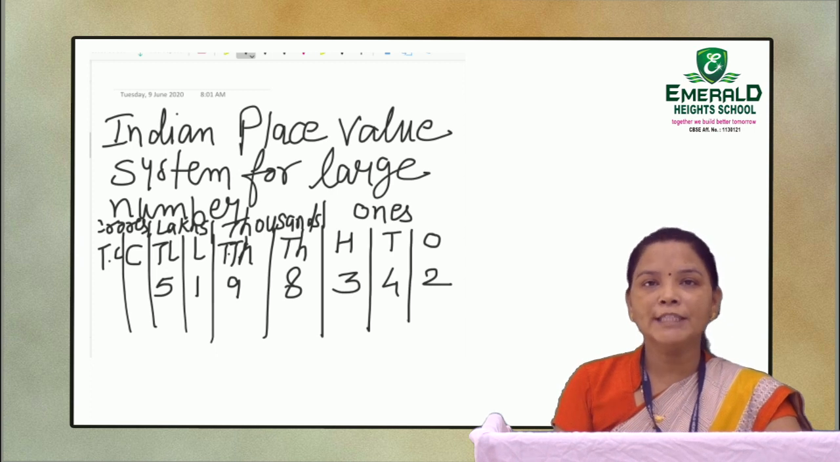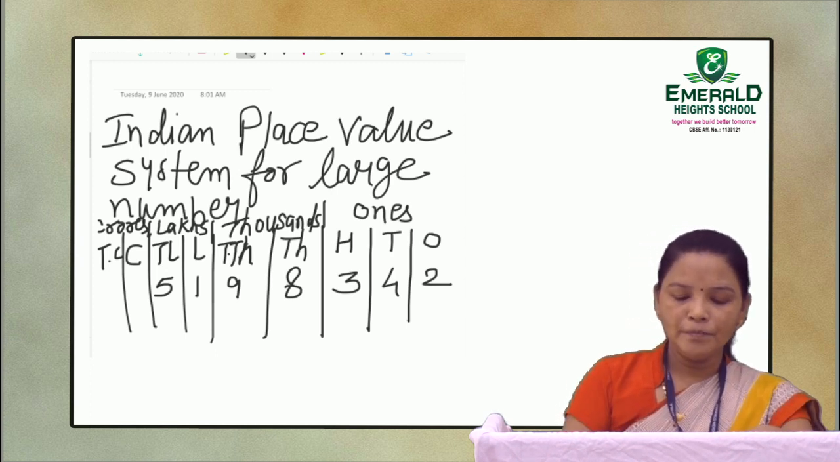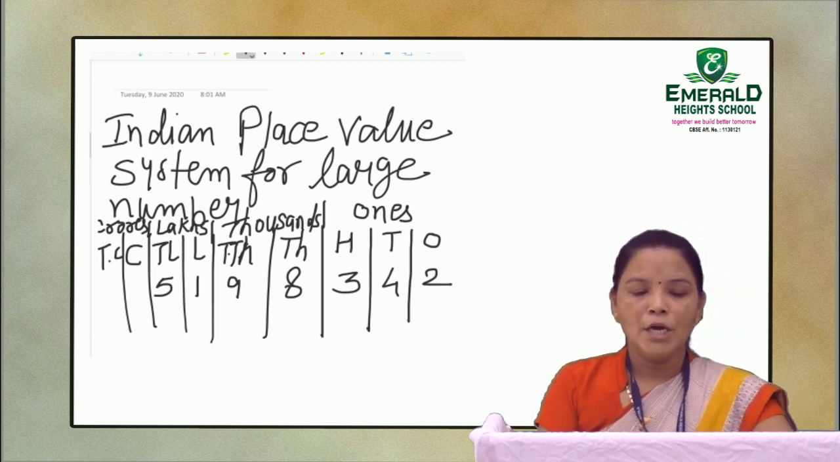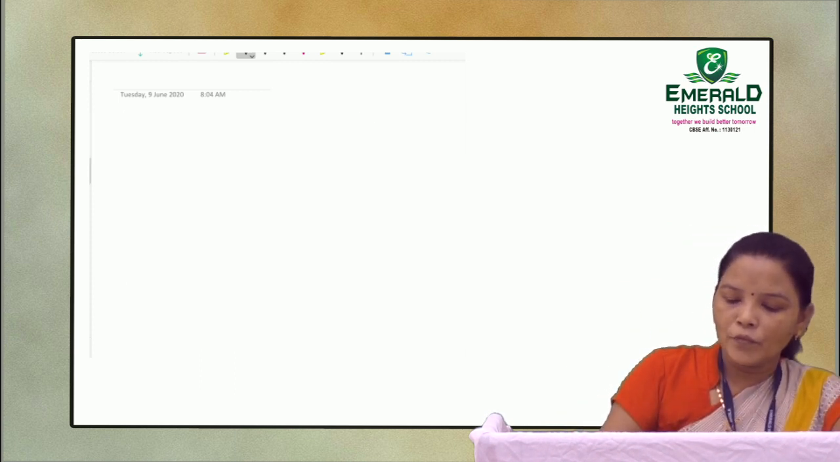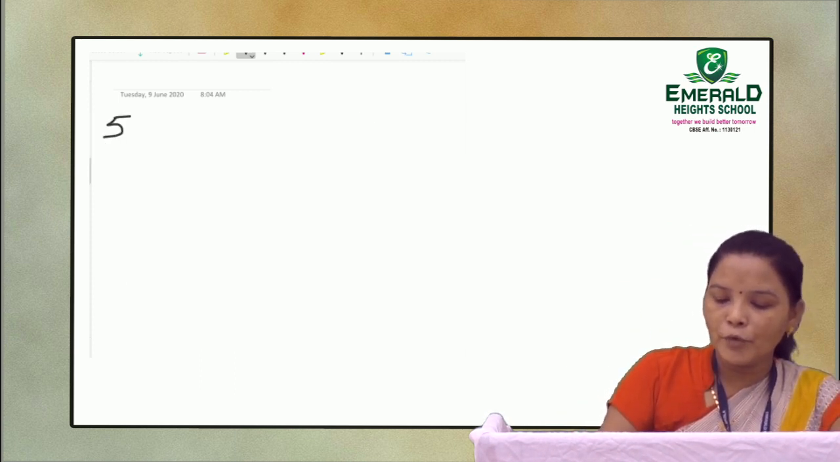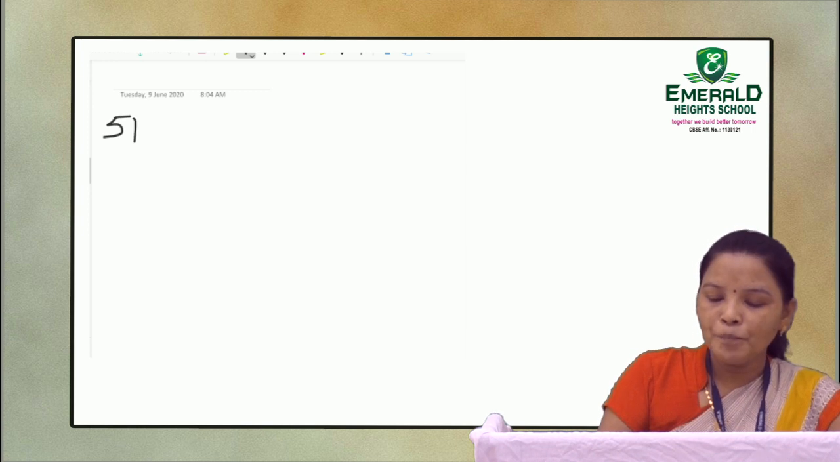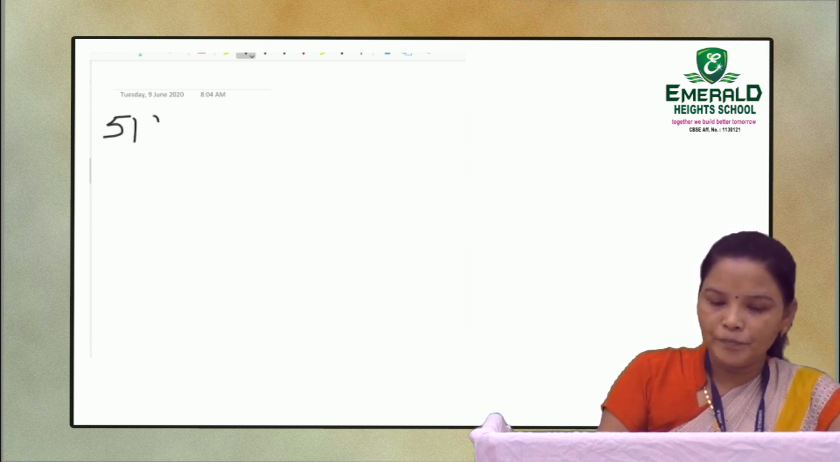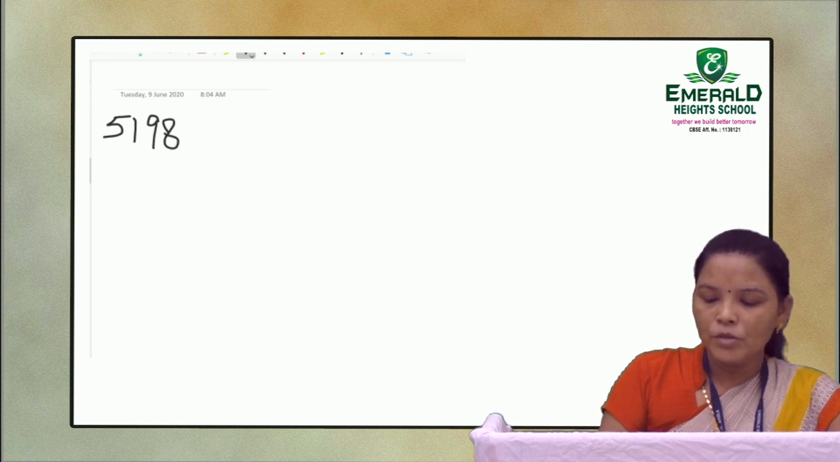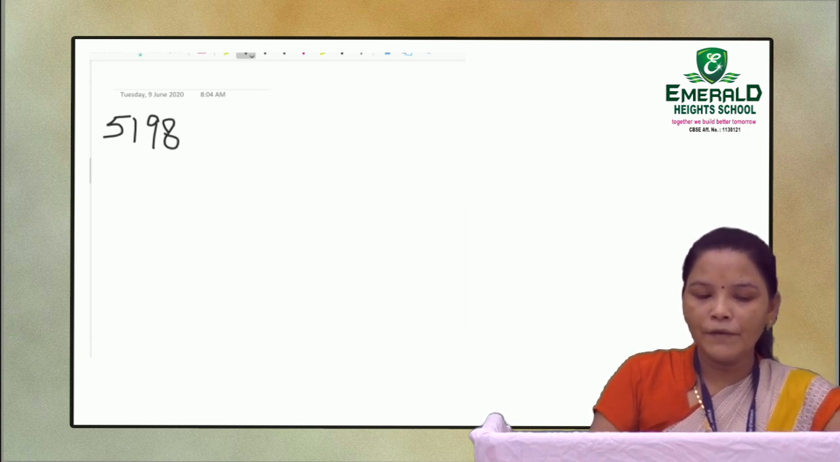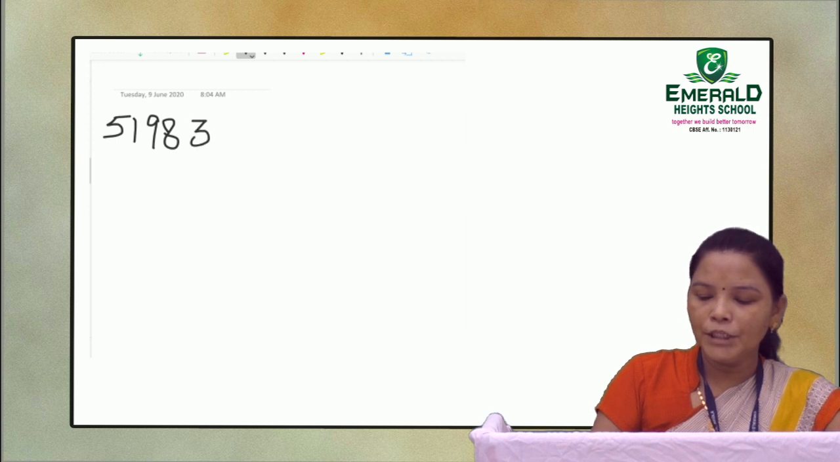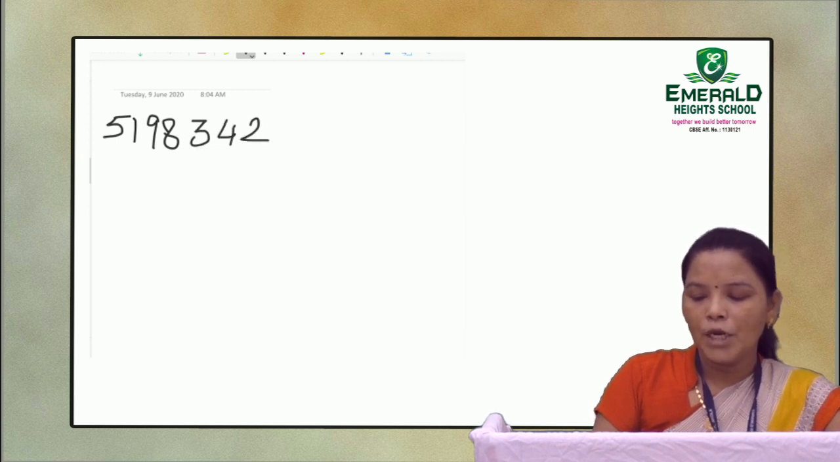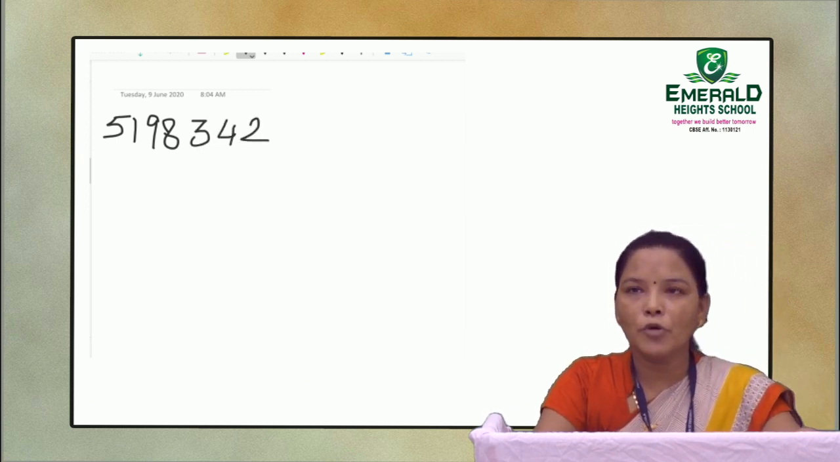Now how to read this 7-digit number? To read this, first of all, we have to put up the commas according to the periods. So first we will write the number 5, 1, 9, 8, 3, 4, 2. Now we will put up the commas according to the period.